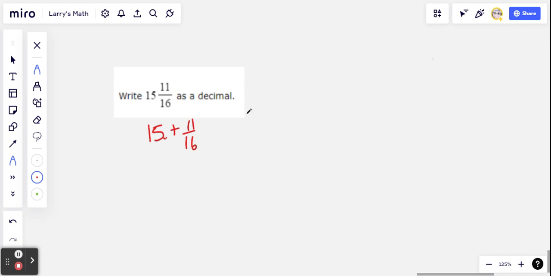The 11/16 part, well, 11 over 16 is 11 divided by 16. Any fraction is a division problem. So you could punch that into your calculator, get the decimal, and tack it on to the 15, add it to the 15, and you'd be done. If your teacher's not letting you use a calculator, I'm sorry for you, but we can do the long division. This is 11 divided by 16, so let's go ahead and set up a long division problem here. I'm going to put the decimal points in because we're definitely going to need them.